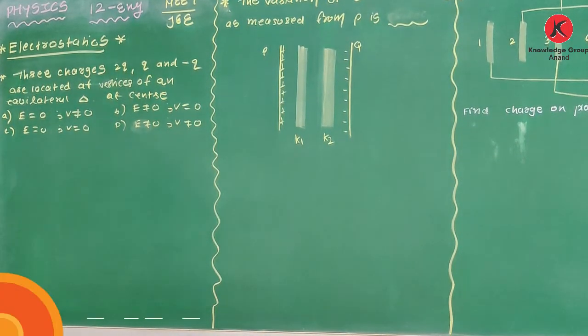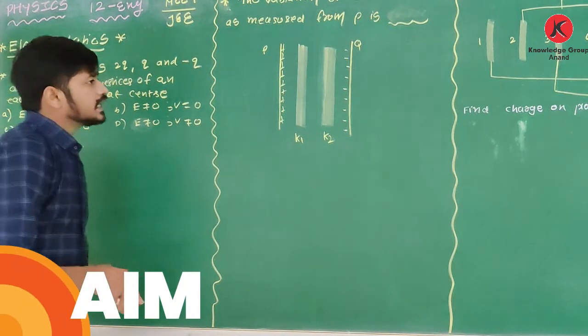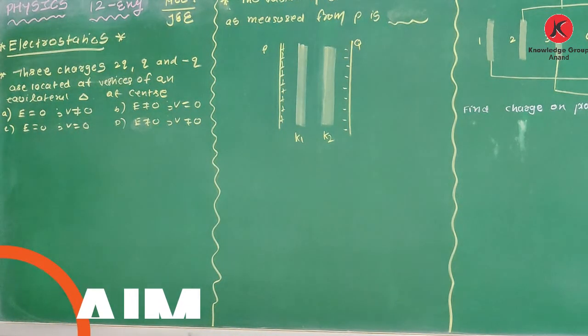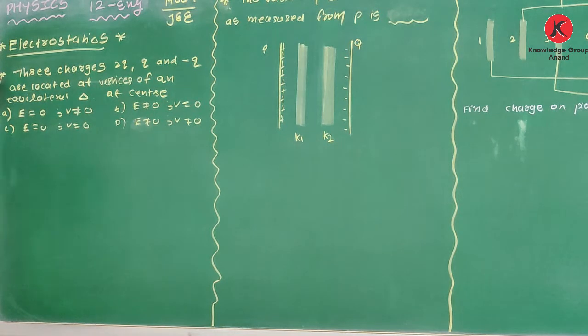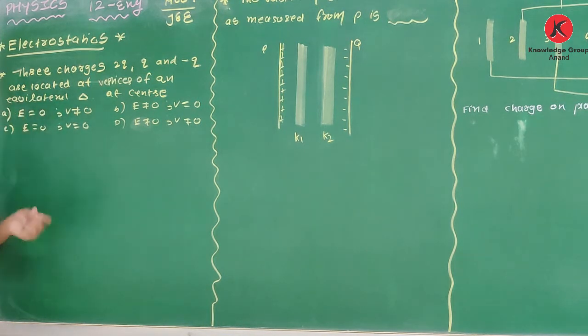Electrostatics, some questions for NEET and JEE. See, first question: three charges, 2q, q, and minus q, are located at vertices of an equilateral triangle. At the center, what about the electric field and potential? That we have to find.